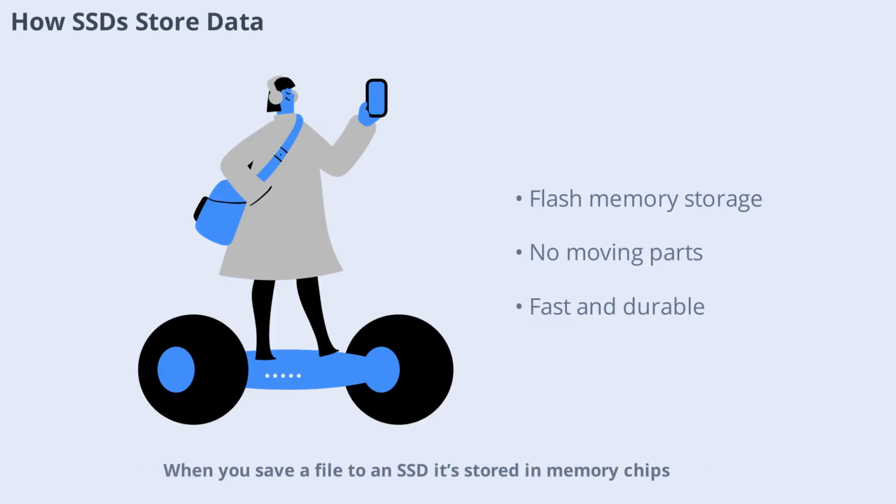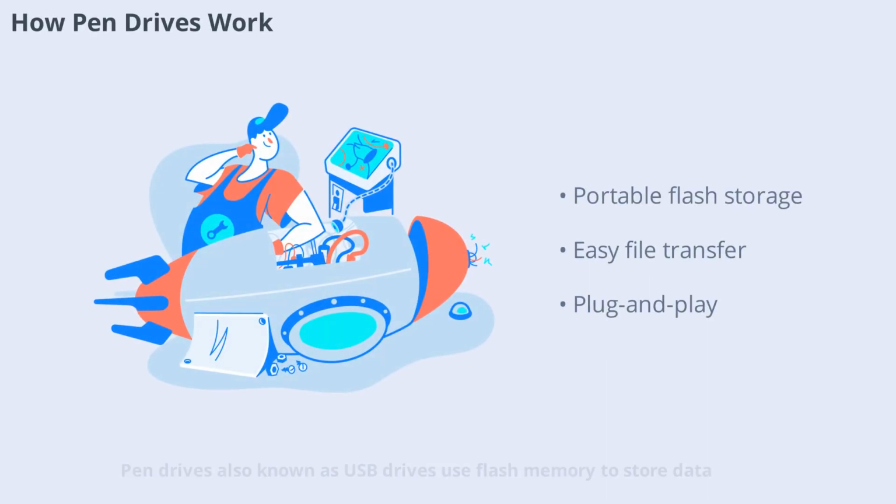When you save a file to an SSD, it's stored in memory chips, allowing for quick access and reliable performance. Pen drives, also known as USB drives, use flash memory to store data. They're small, portable, and easy to use. Just plug one into your computer's USB port and you can transfer files in seconds.